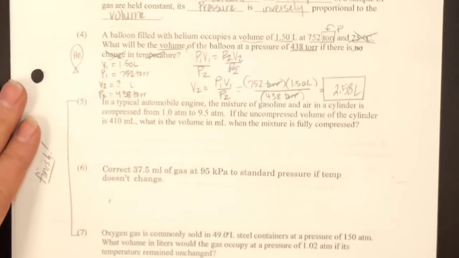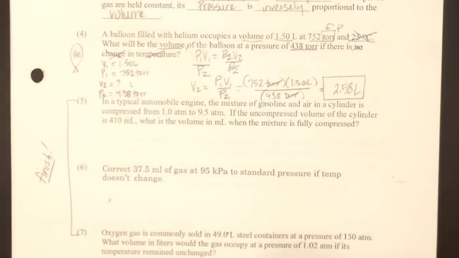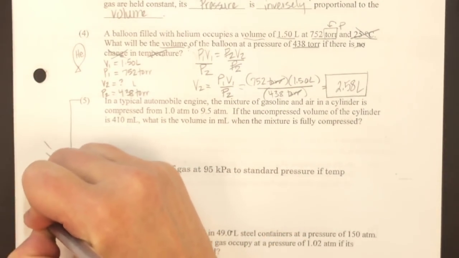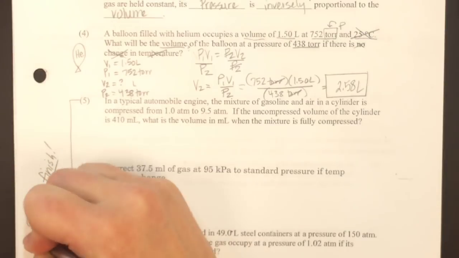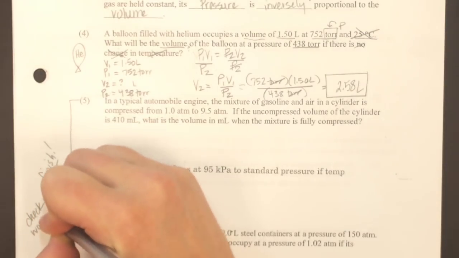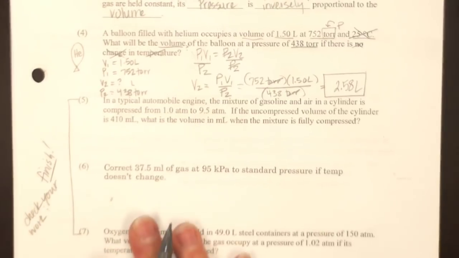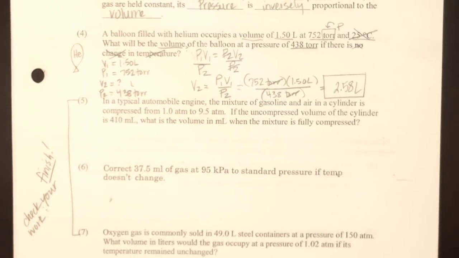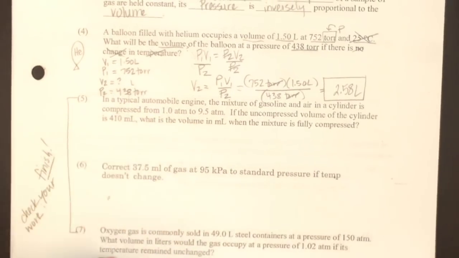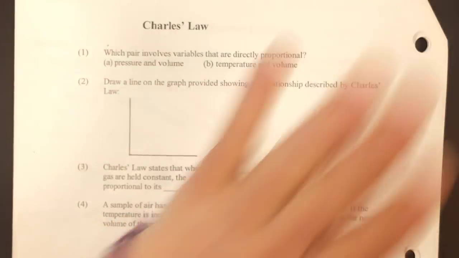Finish these on your own and check your work. Check your work with your table partner, and you can check your work against my answers. My answers are on Schoology under Boyle's Law problems solved. Ba-dum-bum-ching. All right, fantastic. So solve those. That is your homework. You can do it now, or you can do it when we are done talking about Charles' Law. That is your decision.